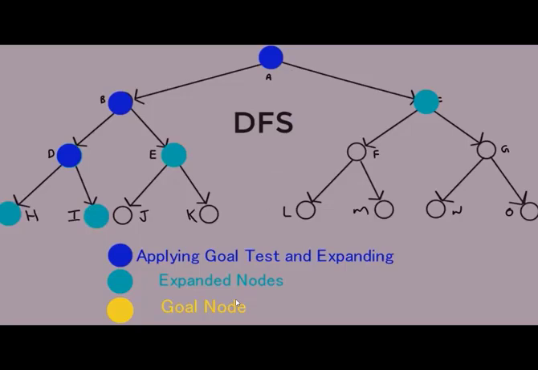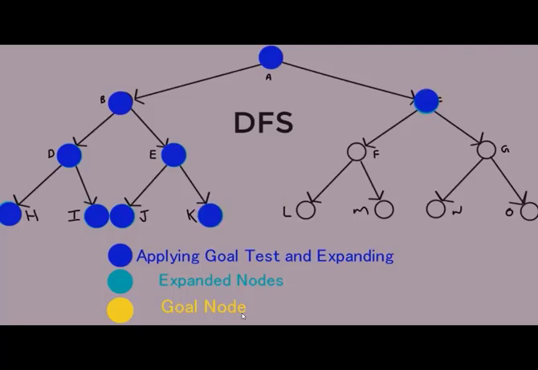Now it will check whether H is the goal or not. If it is not, it will check I. If it is not, then it comes back to E and checks whether it's a goal or not, and then checks J and K. It goes on checking. Then this entire depth is searched. It is called depth first search because it is going through the depth.